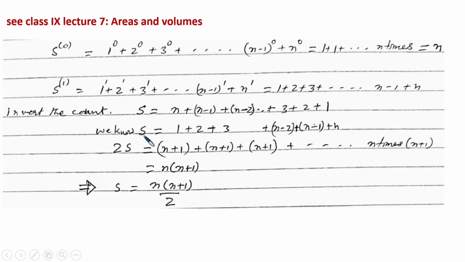And now you have added s plus s, which is 2s. So I take this 2 down. So the summation of 1 plus 2 up to n is n into n plus 1 by 2. Suppose you have to add up to 50, then this is 50 into 51 by 2. So that will be the summation.